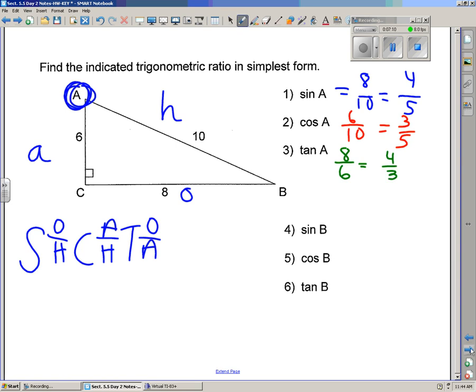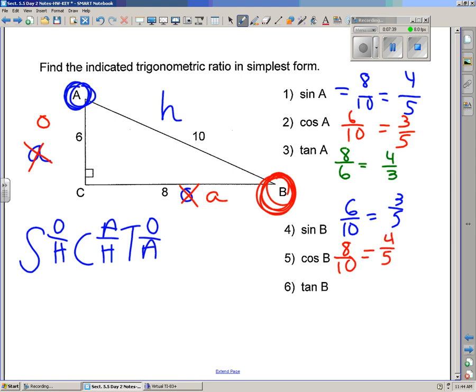When we start changing angles, and now we start talking about angle B, hypotenuse doesn't change, but the opposite leg turns into the adjacent leg, and the adjacent turns into the opposite. So in this case, the sine of B becomes 6/10, and that's 3/5. The cosine of B is A over h, which in this case becomes 8/10, which turns into 4/5. And then the tangent of B becomes O over A, which is 6 over 8, which is 3 over 4. Okay?